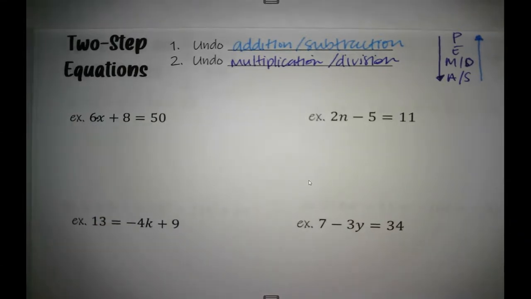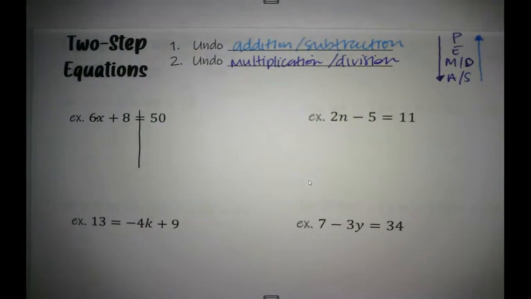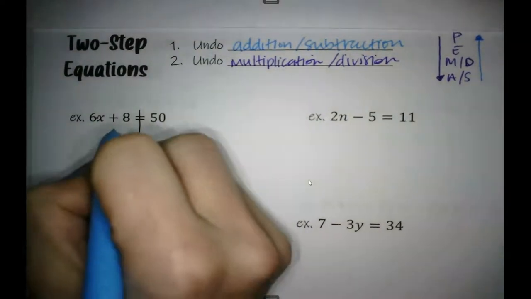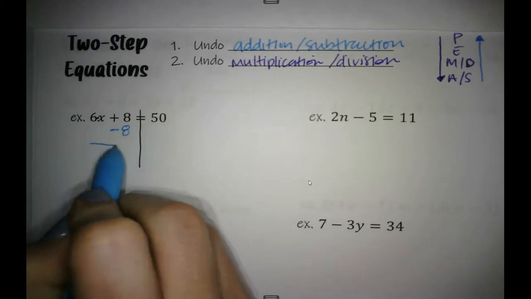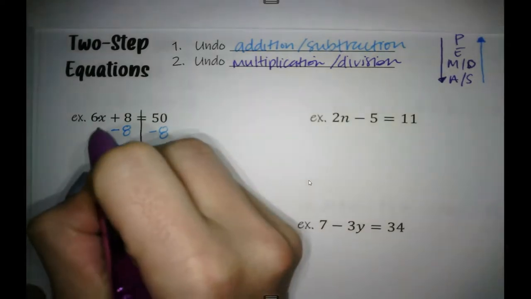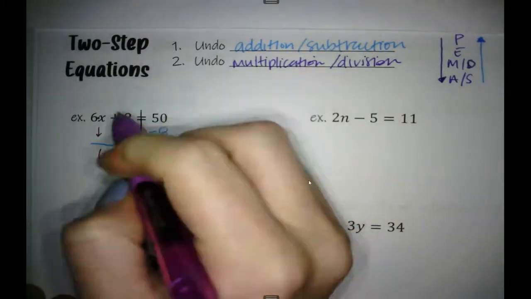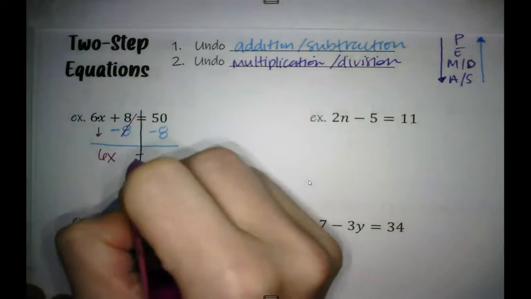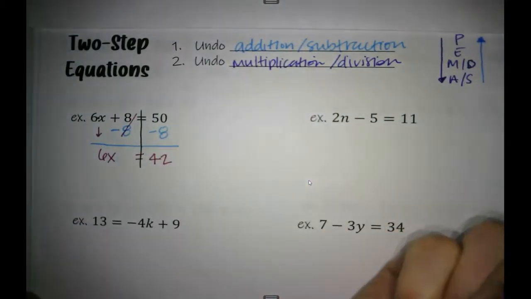So to take care, remember, where's my wall? Equal sign, that wall. I'm going to do the opposite of addition, which we know is subtraction. And if I did it on one side of that equal sign, one side of that wall, I've got to do it on both. Nothing changed about this 6x. I didn't touch that. Positive 8 minus 8 gives me 0, and those are canceled out. 50 minus 8 over here is 42.